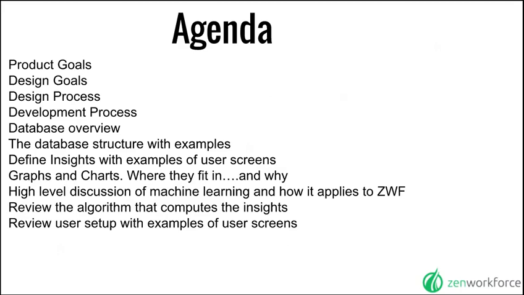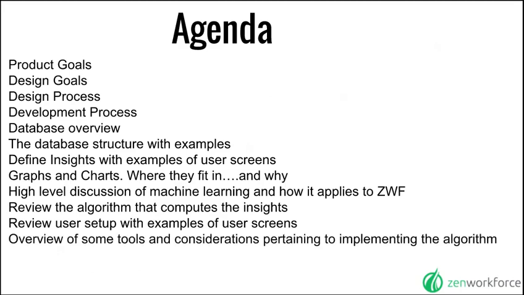We're going to do an overview of some of the tools that are used in machine learning and how to set this up in an automated way, and some of the considerations that pertain to implementing this algorithm in terms of cost or product decisions or tools. So we'll get into just a very little bit of that just to give a flavor for it. And then we'll discuss some product concerns and close out the discussion. And with that said, we'll move into discussing our product goals.